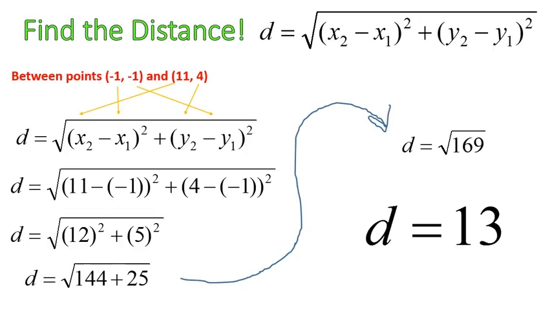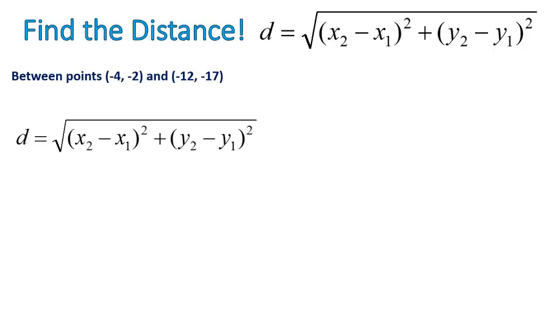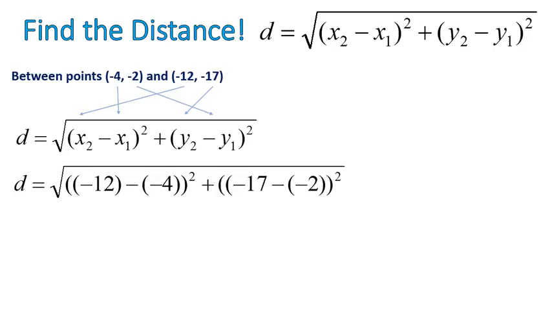Now, in my final example, I'm going to use pretty much all negative numbers, and you'll see you can still end up with a positive distance between them. Let's go ahead and plug those values into our distance equation. Our x1, y1 goes there and there. x2, y2 goes into there and there. So our equation looks really long: -12 minus 4 squared plus -17 minus -2 squared.